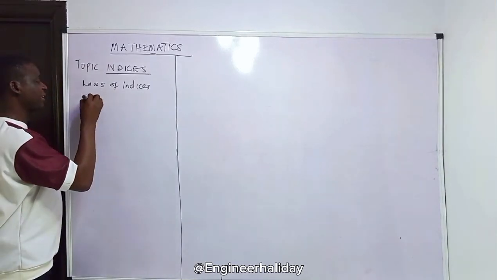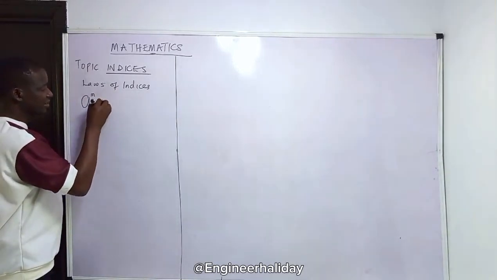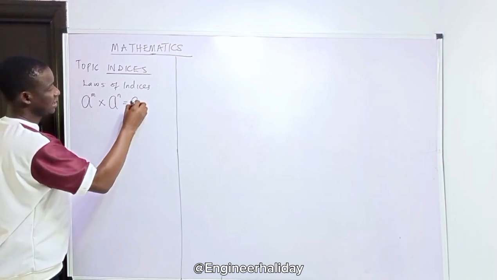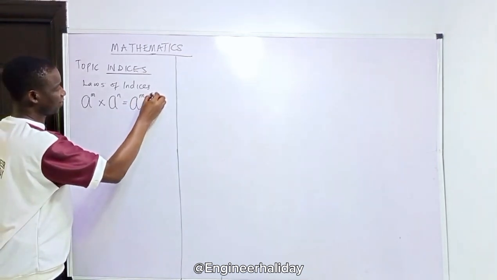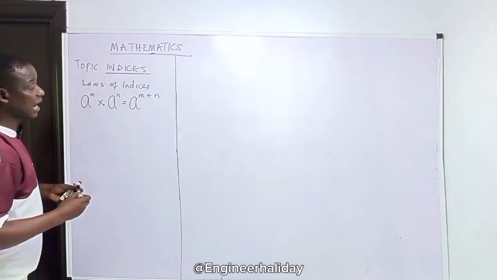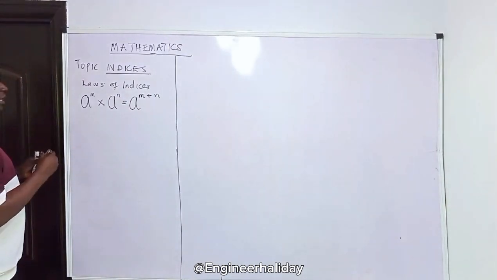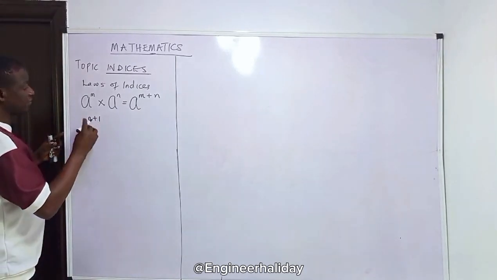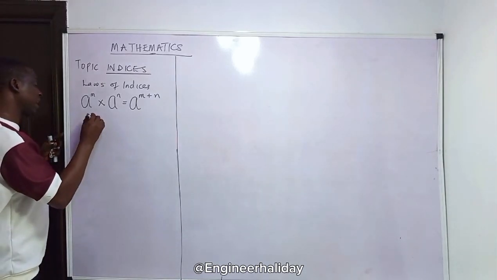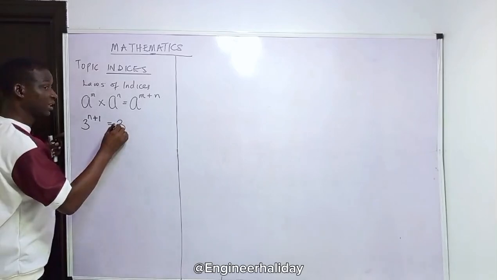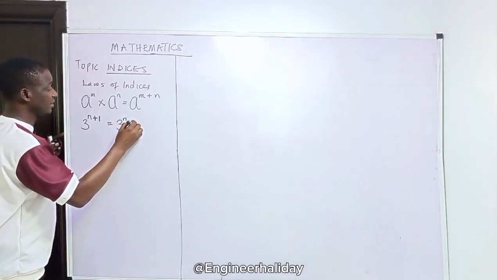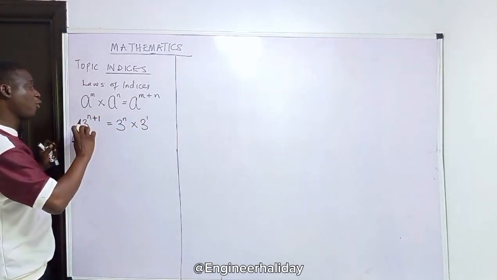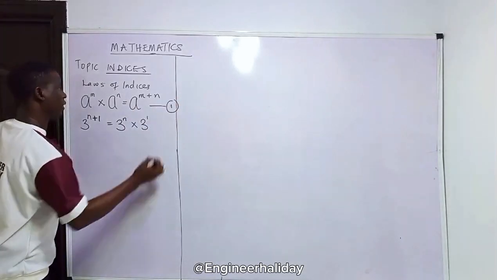Number one, if you have a raised by n times a raised by n, it will be equal to what? A raised by n plus n. Vice versa, if you are given, for example, 3 raised by n plus 1, what does that mean? 3 raised by n plus 1 also means the same thing as 3 raised by n times 3 raised by 1. That is what it means. So you can go forward, you can go backward. This is law number one.